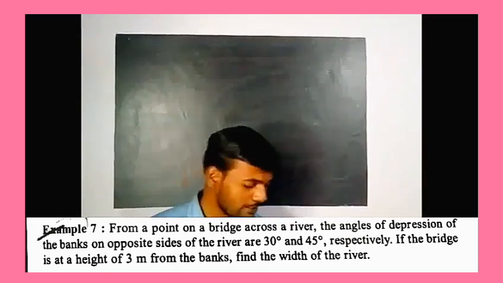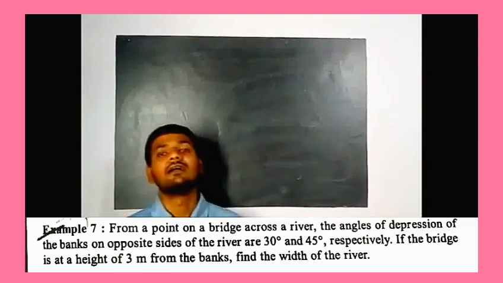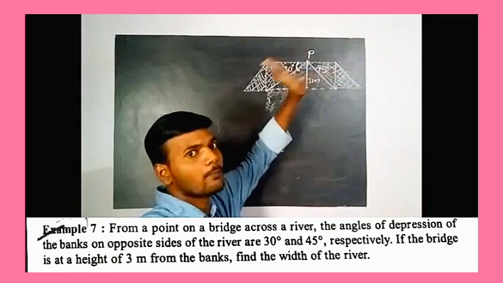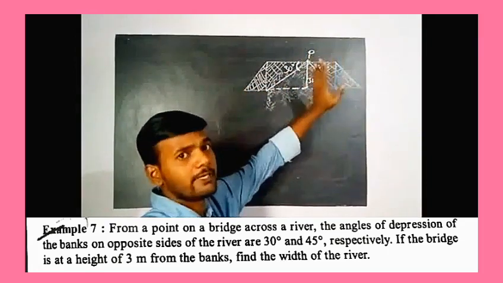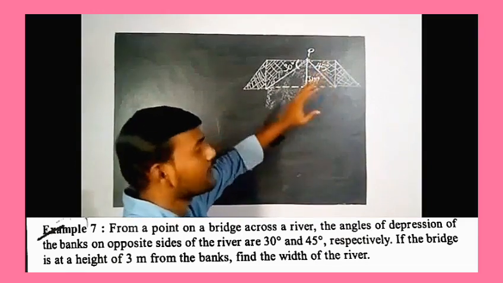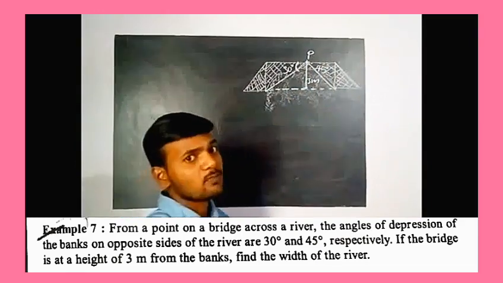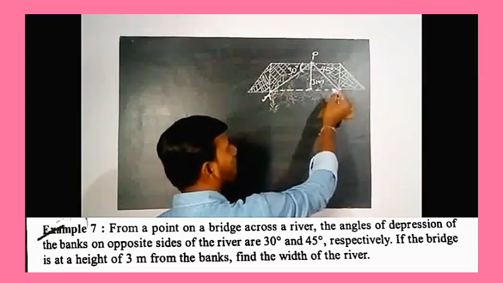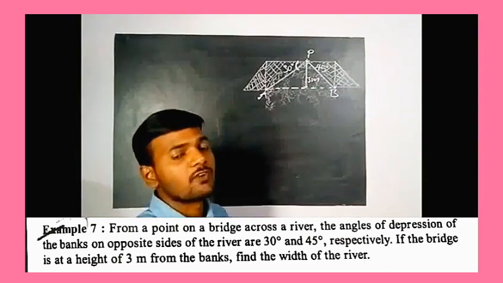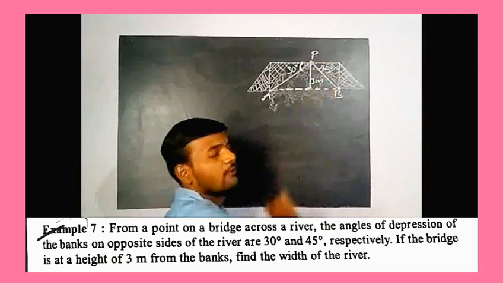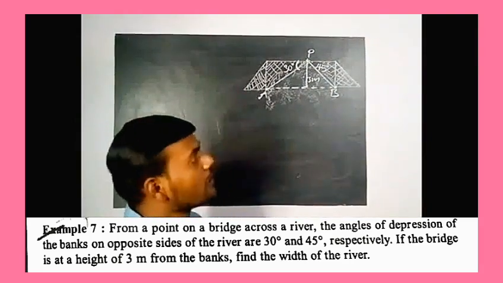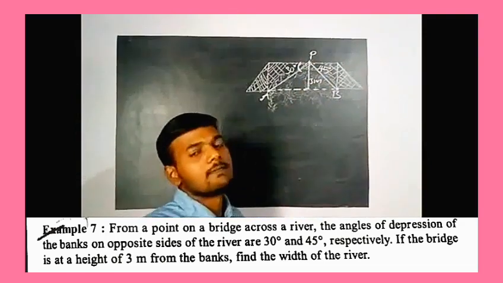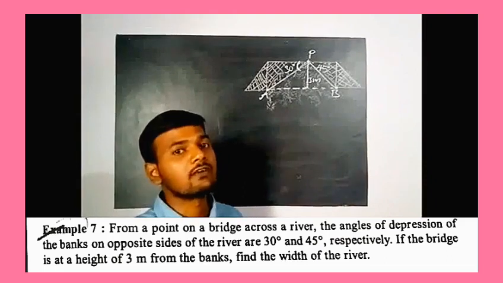So to solve this, let us draw the rough sketch diagram. In the figure here, there is a bridge. On that bridge, we are going to consider a point, and from that point there are angles of depression to both sides of the banks. Okay, there are 2 banks for the river. Let us name them A, B. To these points, the angles of depression from that point are 30 degree and 45 degree respectively. And the height of the bridge is given, that is 3 meter. Now we are going to find the width of the river.